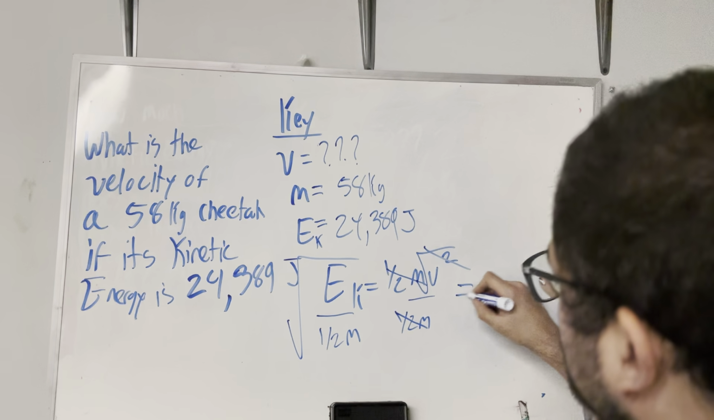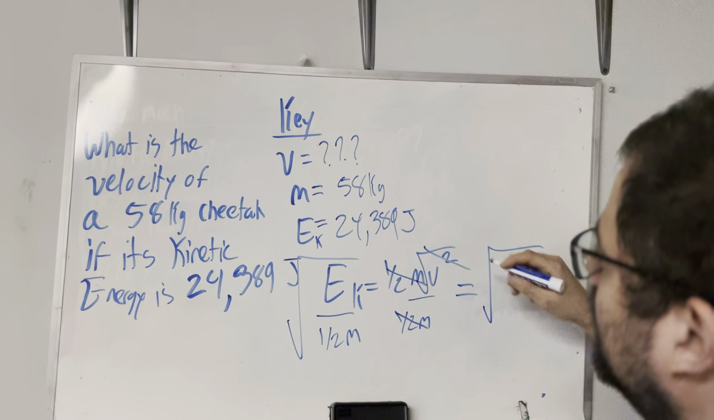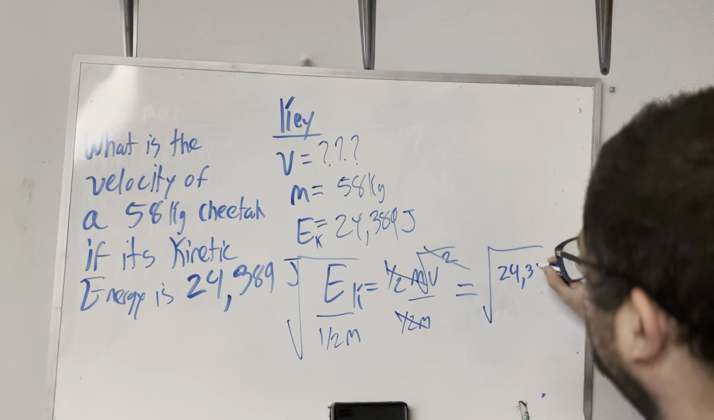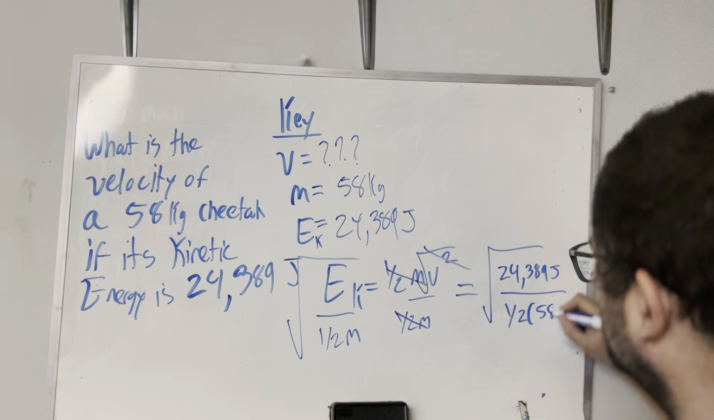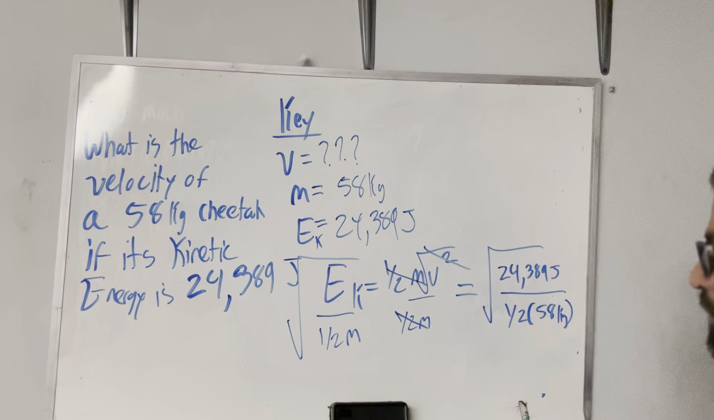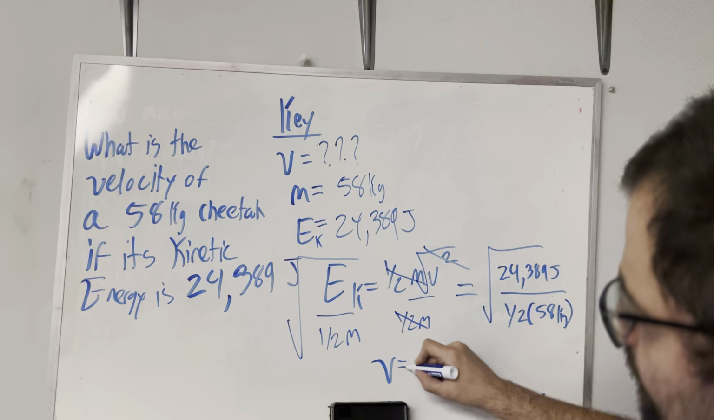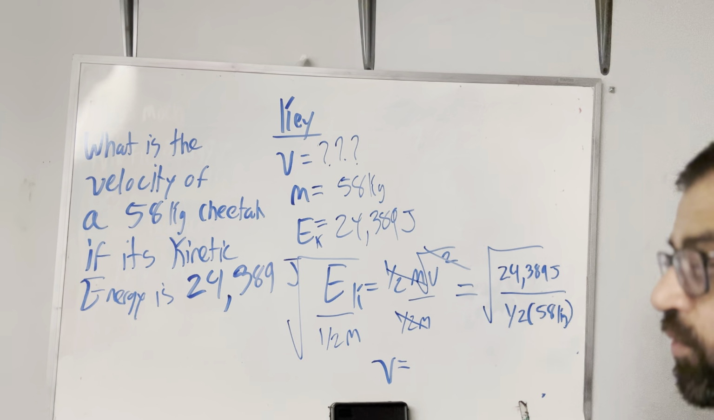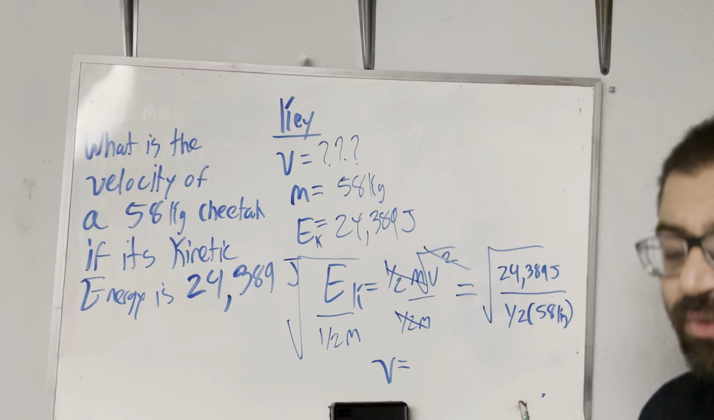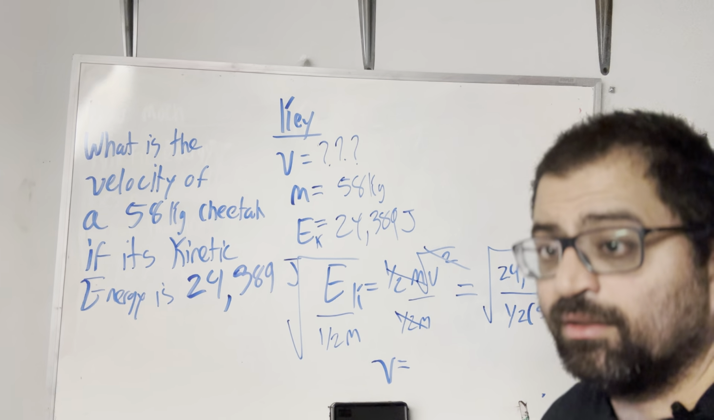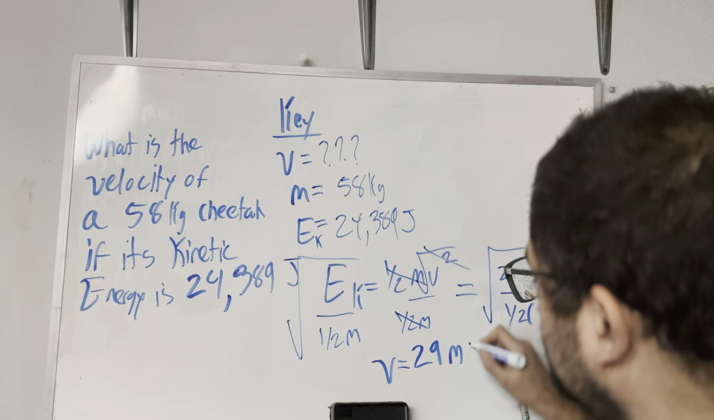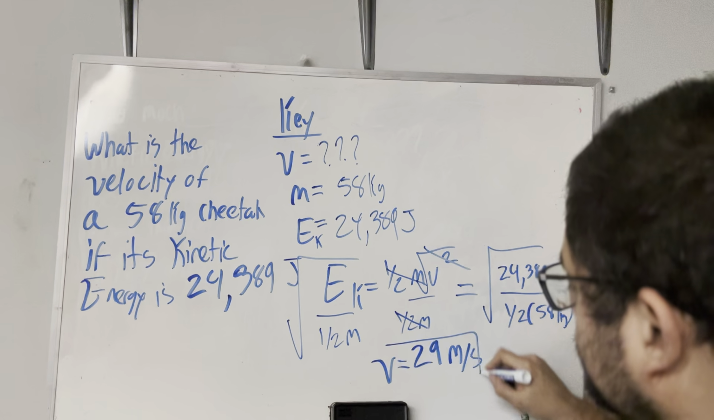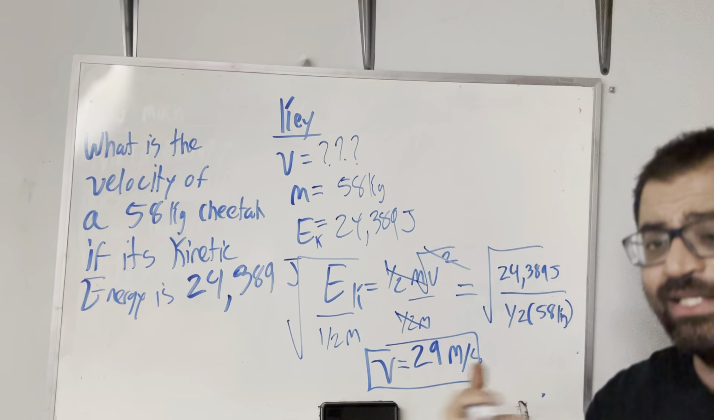Now we can plug our values in. So the square root of 24,389 joules divided by 1/2 of the mass, which is 58 kilograms. Do your math, and you should end up with a velocity of... pause me if you want to do the math. The final answer should come out to right around 29 meters per second. Okay, so that's how you would solve for velocity.